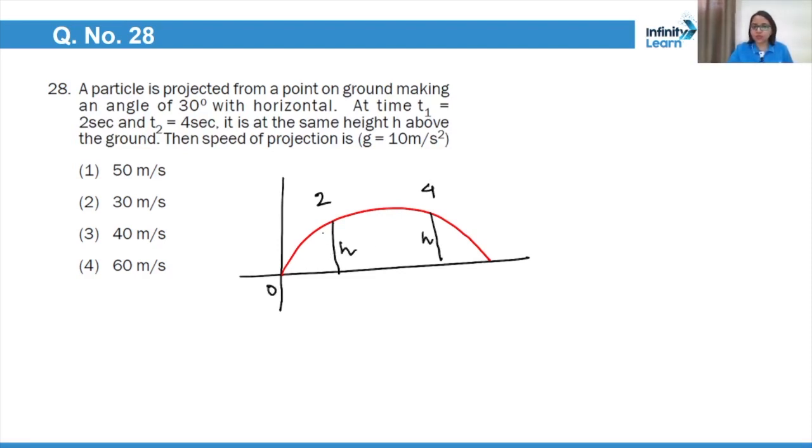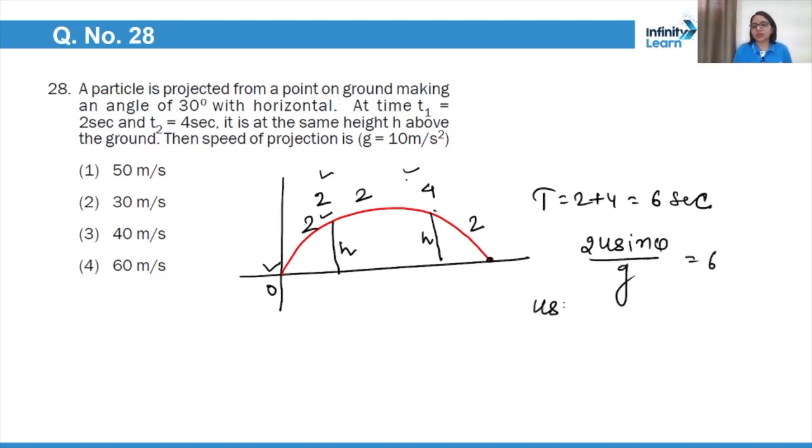So it will take 0 to 2 seconds from this point to this point, then 2 to 4, another 2 seconds from this point to this point, and from 4 to ground it will take just 2 seconds, because time of ascent is equal to time of descent. So total time of flight will be t1 plus t2, that is 6 seconds. And it is equal to 2u sine theta upon g, and that is 6. So u sine theta will be 30. U is 30 upon sine 30 degree, which is 1 by 2, and that is equal to 60 meter per second.